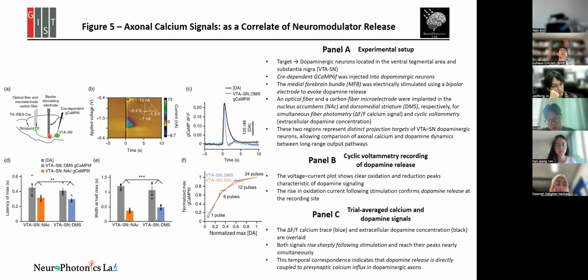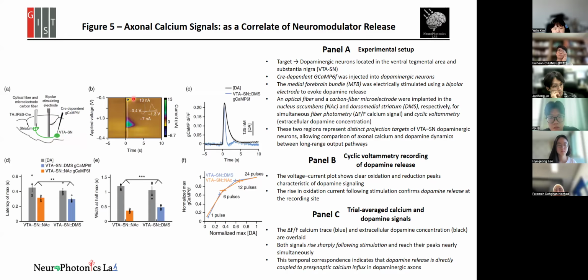And an optical fiber and a carbon fiber microelectrode were implanted into the nucleus accumbens and the dorsal-medial striatum, respectively, for simultaneous fiber photometry and cyclic voltammetry, for the extracellular dopamine concentration. And these two regions represent distinct projection targets of VTA, SN dopaminergic neurons, allowing comparison of axonal calcium and dopamine dynamics between long-range output pathways.